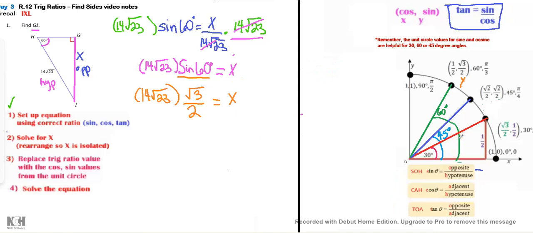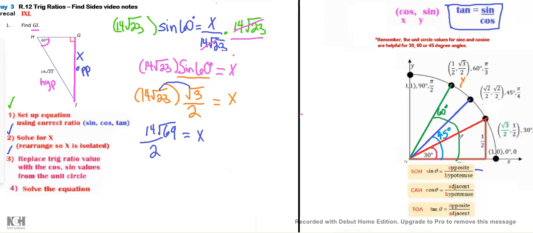Going on to our next, we've done step 2, we've done step 3, step 4. We want to solve the equation. So simply here, we need to multiply 14. When you multiply these radicals, regular numbers go with regular numbers, and radicals go with radicals. So it's going to be 14. There's nothing else to multiply it by, but a square root of 23 times the square root of 3 gives a square root of 69. That's all divided by 2.